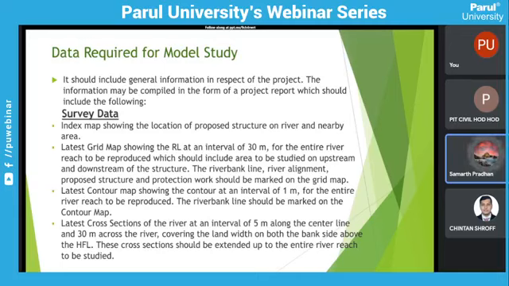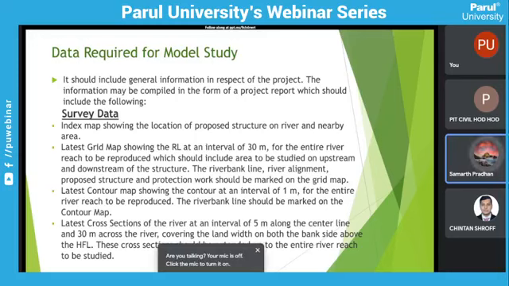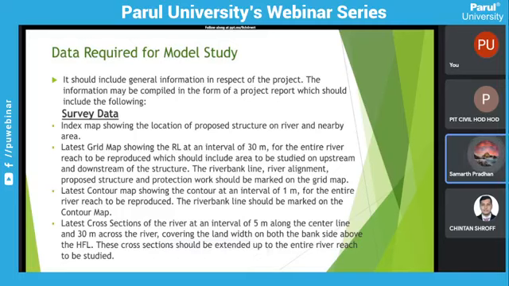So the proposed structure on the river, that index map is needed. Then the latest grid map showing the RL at an interval of 30 meters for the entire river reach to be reproduced is also needed. We are working on this grid map. All these models we prepare on a square grid map with an interval of 30 meters by 30 meters. The RLs are transferred to our model RL, that is our PGR reading, the pointer gauge reading. We use the pointer gauge for the depth of water. So this is the important data which we need.